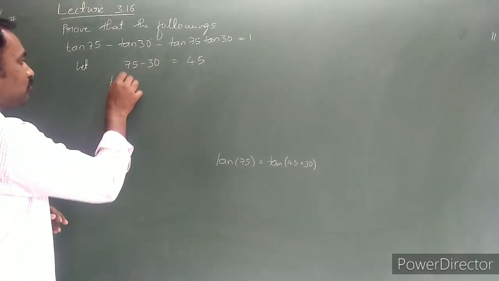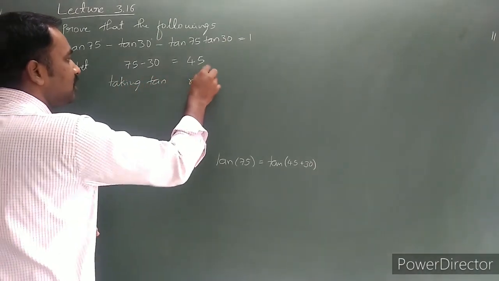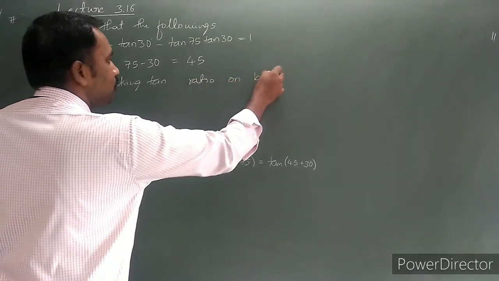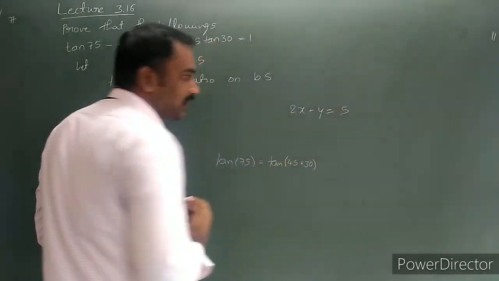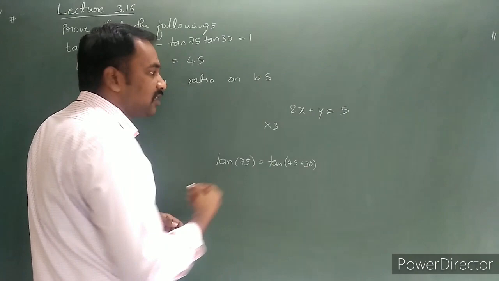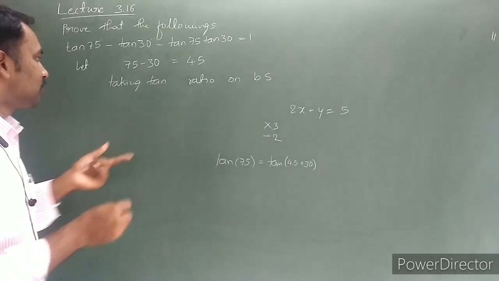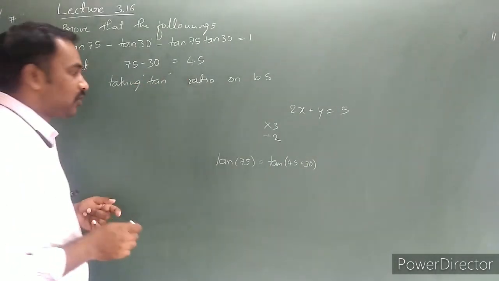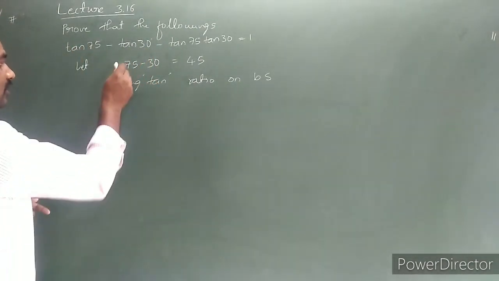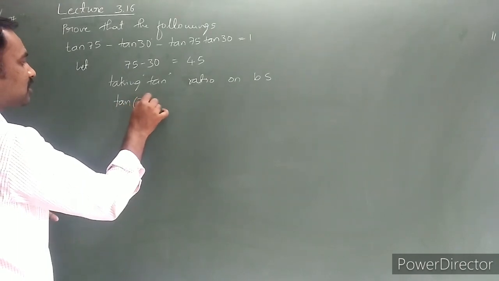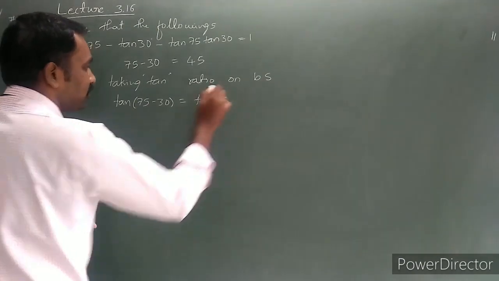Now taking the tan ratio on both sides, as you people used to multiply. Suppose, for example, in 2x plus 5 is equal to 5, we multiply both sides by 3 or divide both sides by 2, like that. We should do that in the same manner. Here also, for the trigonometric ratio, we can take the tan ratio on both sides. So if I take the tan ratio on both sides, what will we get? Tan of 75 minus 30 is equal to tan of 45.